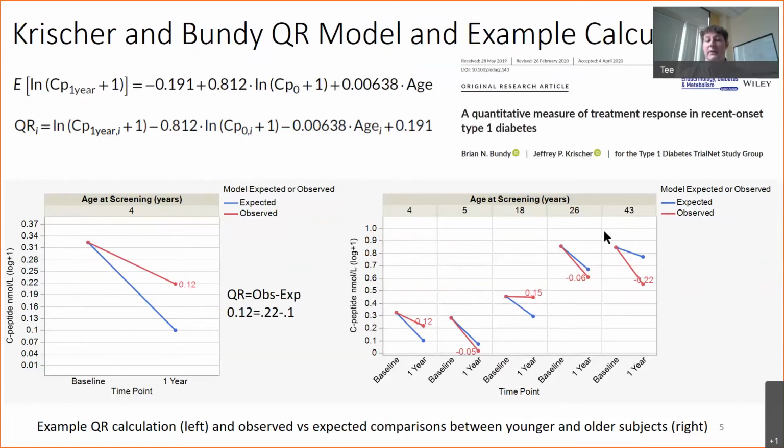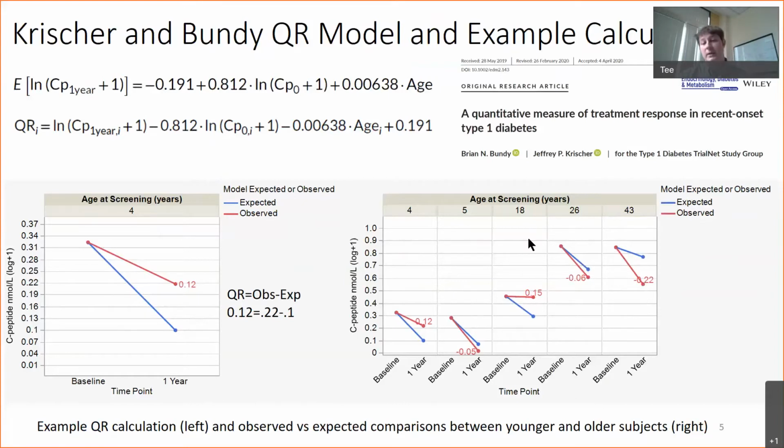On the right, similarly, you've got a 26-year-old and a 43-year-old. Now they both start and end about the same value, but the 26-year-old does quite a bit better than the 43-year-old in terms of the QR metric, primarily because their observed and expected value were similar, whereas the 43-year-old was expected to have a decline that was more shallow, and it ended up that the observed decline was steeper, so their QR metric was negative 0.22, whereas the 26-year-old is about 0.6.